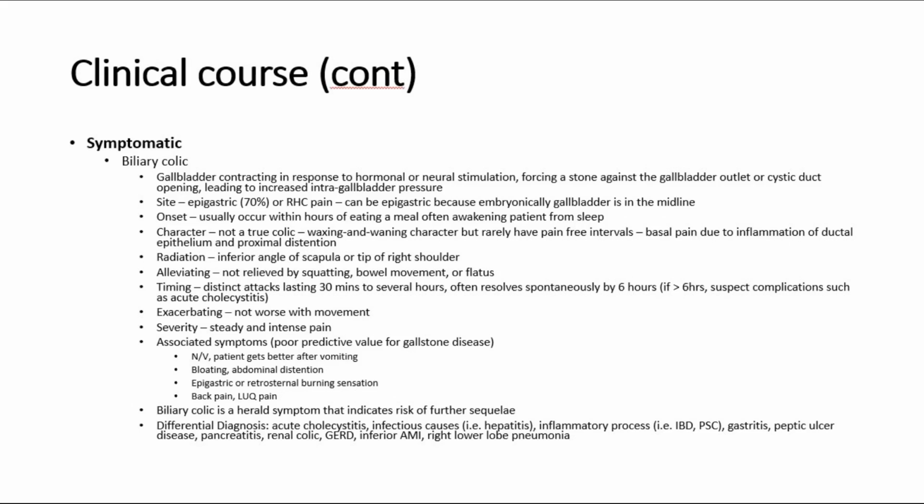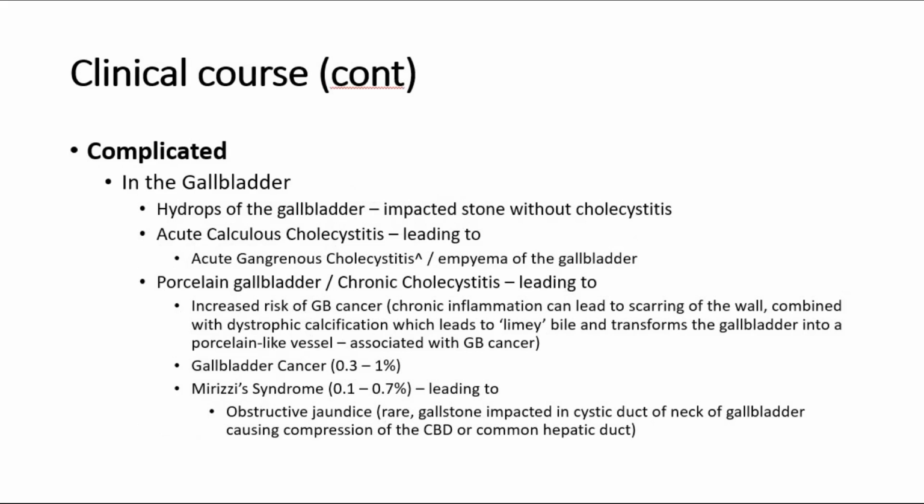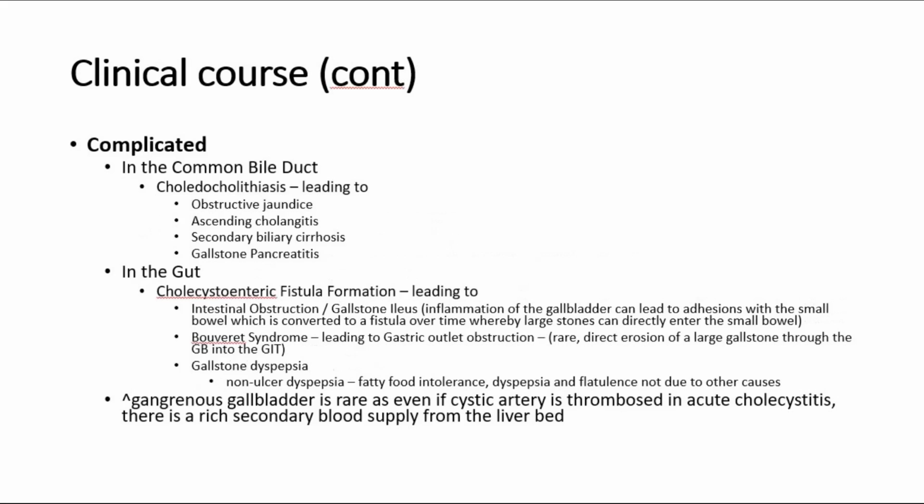For complicated cases, in the gallbladder: hydrops of the gallbladder, which is an impacted stone without cholecystitis. Acute calculous cholecystitis, leading to acute gangrenous cholecystitis or empyema of the gallbladder. Porcelain gallbladder or chronic cholecystitis, leading to increased risk of GB cancer. Mirizzi's syndrome, leading to obstructive jaundice in the common bile duct. Choledocholithiasis, leading to obstructive jaundice, ascending cholangitis, secondary biliary cirrhosis, gallstone pancreatitis. In the gut, cholecystoenteric fistula formation, leading to intestinal obstruction or gallstone ileus. Bouveret syndrome, leading to gastric outlet obstruction. And gallstone dyspepsia.